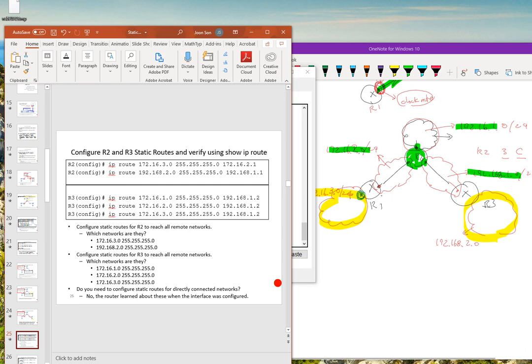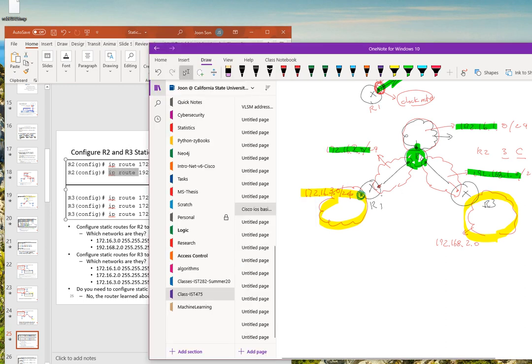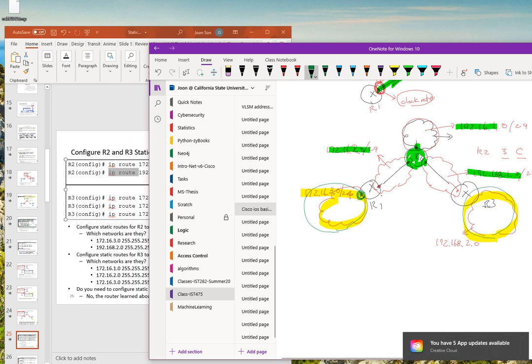So for R2, I already explained this in the previous lecture, in the theory part. You have to use the command called ip route. So for R2, I have to say ip route for this yellow network, and then another ip route command for the second yellow network. So let's do that for R2.